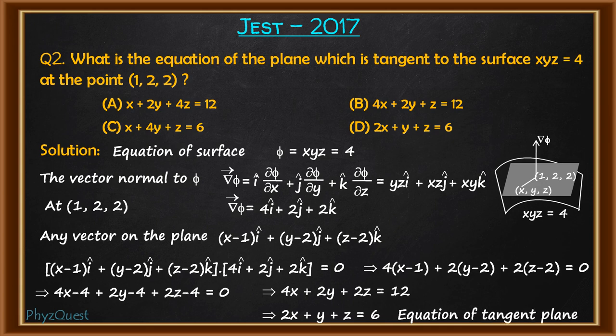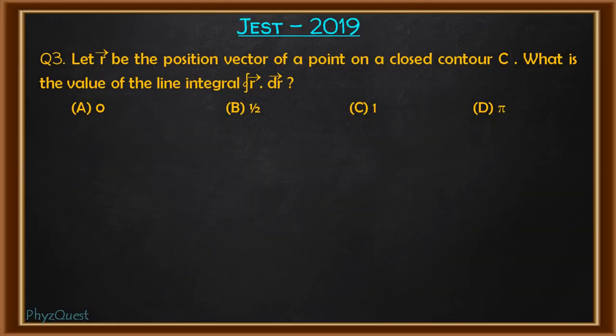So if we look at the solution, you can see that option D is matching with our result. So the correct answer for this question is option D. So now let's move on to the next question. The next question comes from JEST 2019. In the year 2018, there is no question regarding vector calculus. There must be other questions about mathematical physics, but no questions about this vector calculus part.